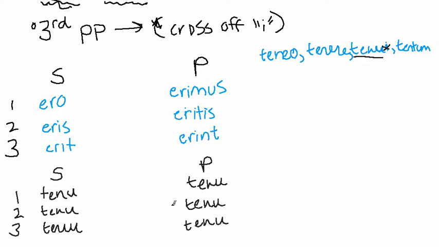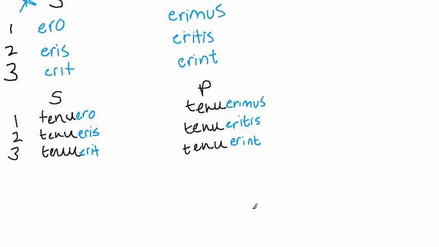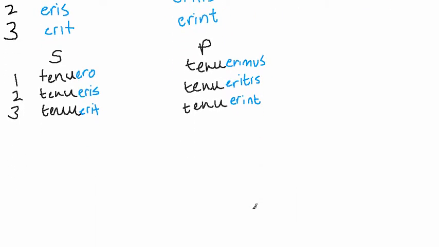Okay. So then what we're going to do, now that we've crossed off the last letter of the principal part, we're going to take these endings and just copy them down after the stem. And it's ero, eris, erit, erimus, eritus, erint. Okay. So there was the active, and now we can move on to the passive.